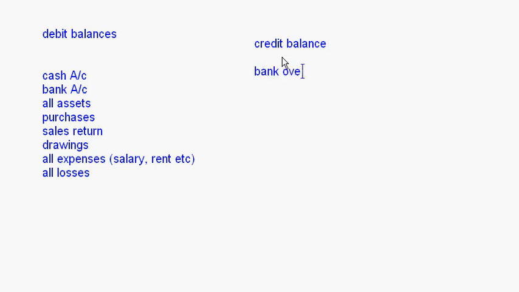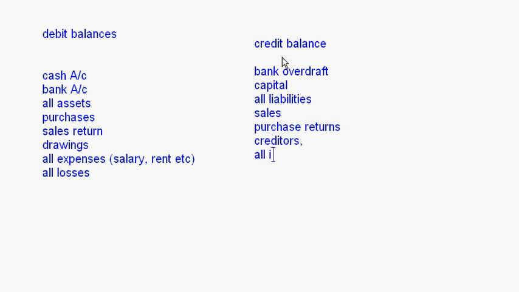Now look at the credit balances here. If there is a bank overdraft, it is a credit balance, right? Capital is a credit balance. All liabilities are credit balances, right? Sales is a credit balance. Purchase returns is a credit balance. And creditors is a credit balance. All incomes and gains are credit balances. Here, debtors is a debit balance, right? So normally these are the accounts which have debit balances and these have credit balances.